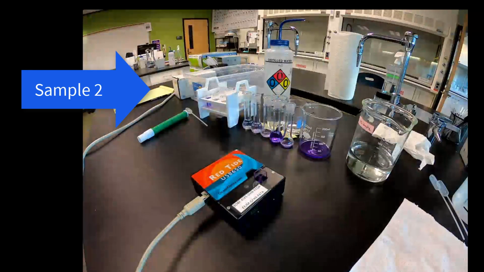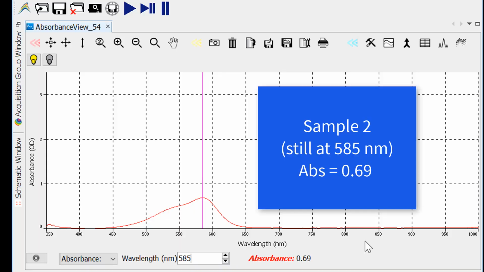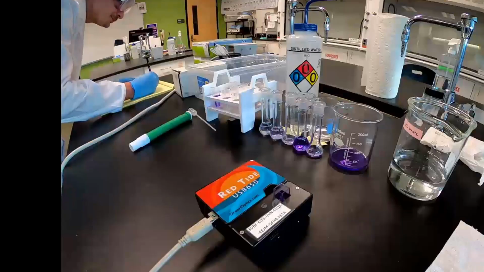Puts that in. Places the cassette in the right orientation. Now look at the absorbance. You can read it down there on the right.